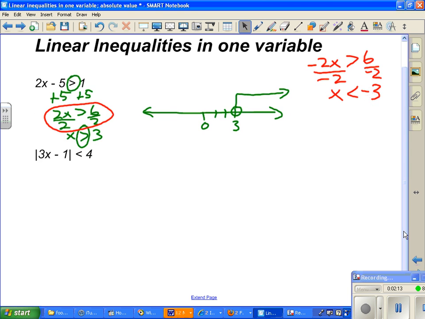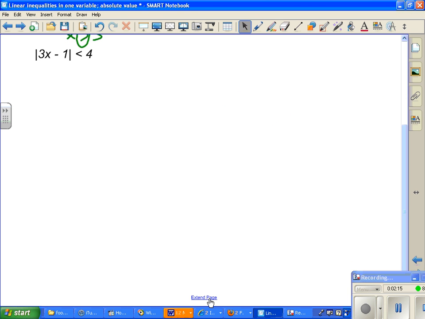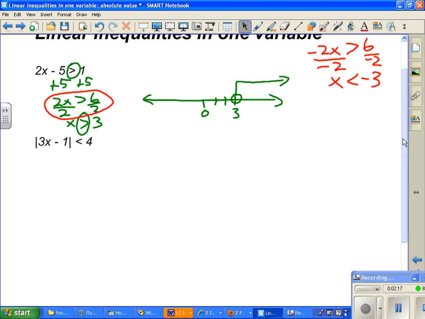Now we've got an absolute value. Let's take a look at this. Here's how you do absolute values, a little reminder. You divide it up into 3 pieces. 3x minus 1 is less than 4, so the original piece. And 3x minus 1 is greater than negative 4. Okay? Little trick with inequalities.